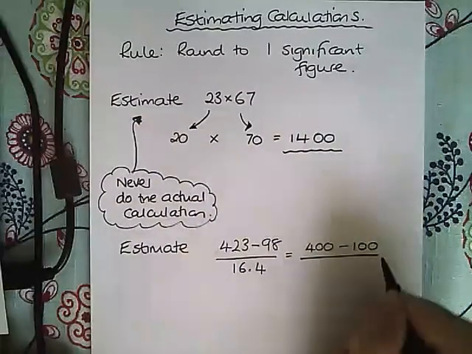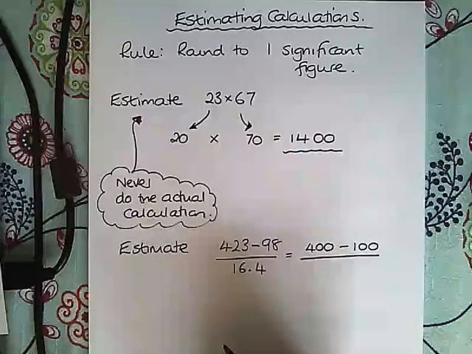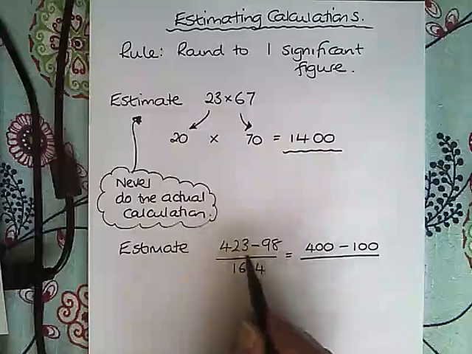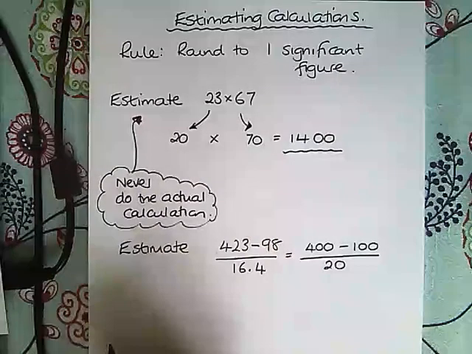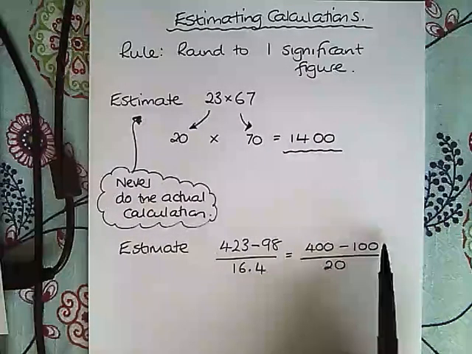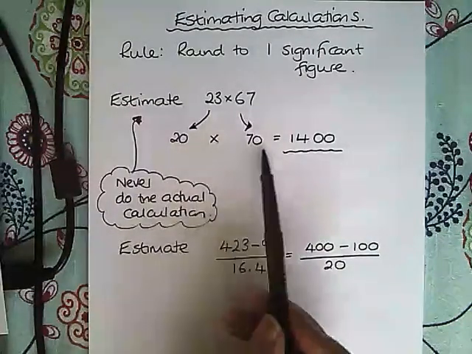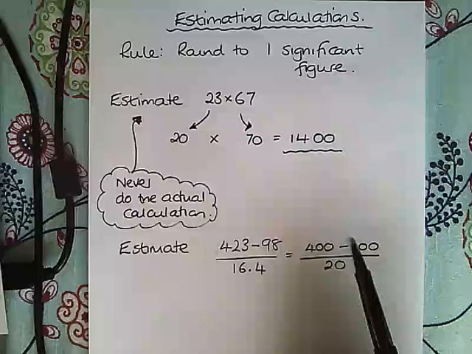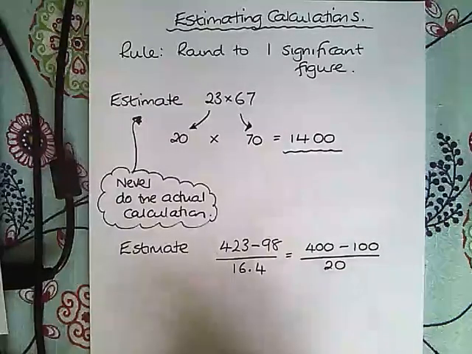And then the 16.4 often causes problems because people like to round it to one decimal place rather than just one significant figure. But this number is in the tens, so we're asking ourselves, is it closer to 10 or is it closer to 20? And in this case, it's closer to 20. It's really important to include these steps where you write down the numbers rounded to one significant figure, because in an exam there is a mark for showing that you have rounded to one significant figure before you do any calculations. Then we get on and do the calculation.